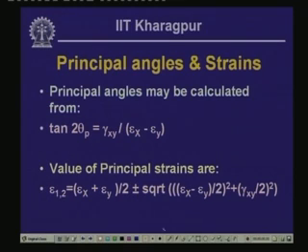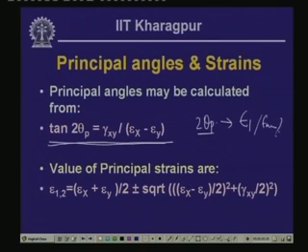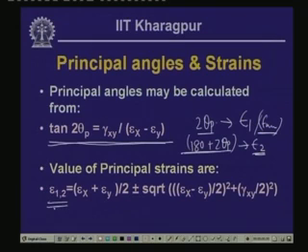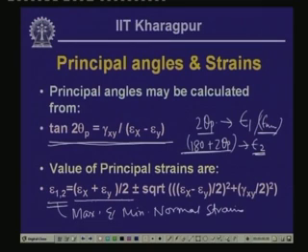So we have seen that tan 2 theta p is equal to gamma xy by (epsilon x minus epsilon y), and corresponding to the angle 2 theta p, we get the value of epsilon 1, or epsilon max. Now, if we substitute 180 degrees plus 2 theta p as the other angle and substitute for cos and sin, we can get the value of epsilon 2. So epsilon 1 and epsilon 2, the maximum and minimum normal strains, are given as (epsilon x plus epsilon y) by 2 plus minus, plus for epsilon 1 and minus for epsilon 2, the square root of [(epsilon x minus epsilon y) by 2] square plus [gamma xy by 2] square, as we have derived just now.